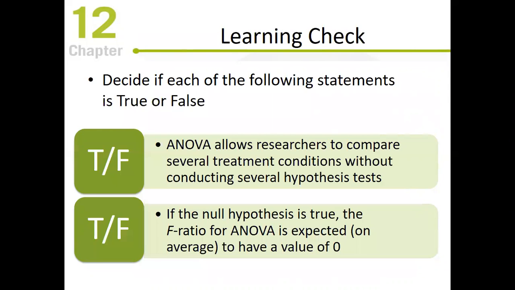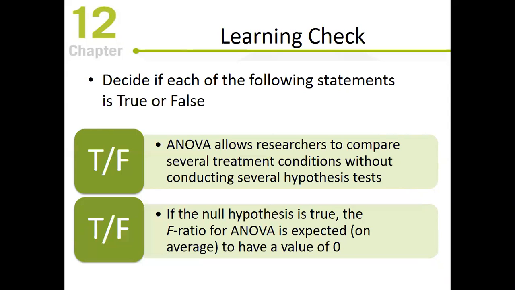The first question here is asking whether this is true or false. The ANOVA allows researchers to compare several treatment conditions without conducting several hypothesis tests. Everybody should be saying true to that, right? It's one single hypothesis test. We can evaluate the differences between all of the groups in one shot while minimizing and keeping consistent the type 1 error risk.